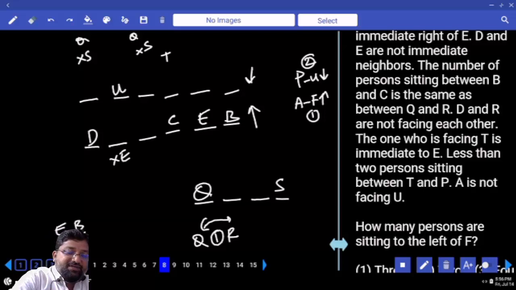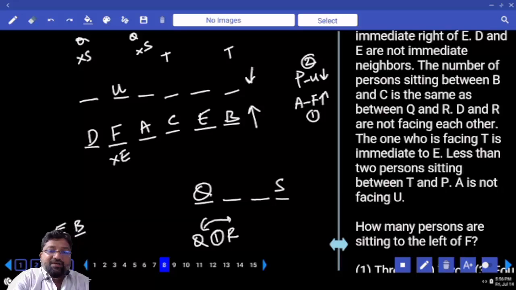Can I go for T here? Is immediate to E? The one facing T is immediate to E? Yes. Next line. Less than 2 persons sit between T and P. A is not facing U. When A is not facing U, for sure this is A. A, B, C, D, E. This is it.